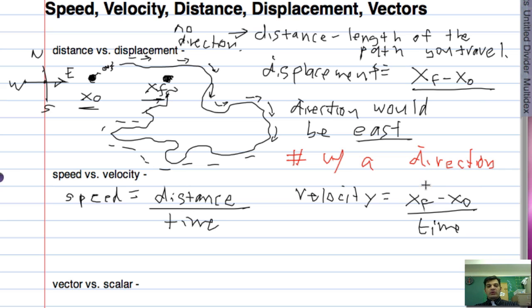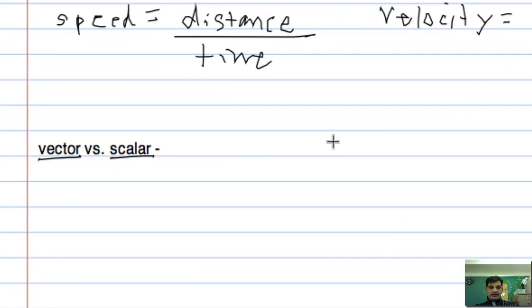Okay, so that is the second definition of the day. And finally, I want to contrast this with the third definition that we need to look at. The definition is vector versus scalar. Vector is actually really important.